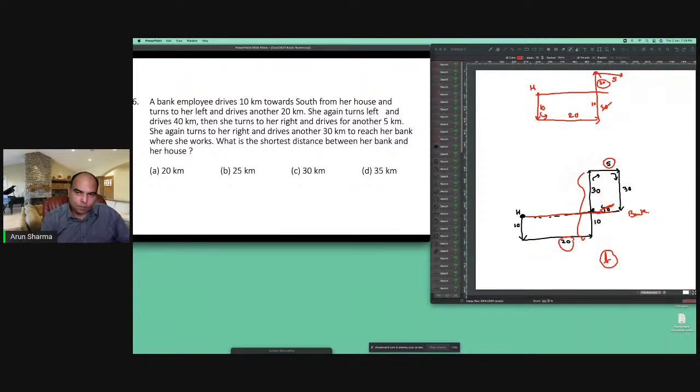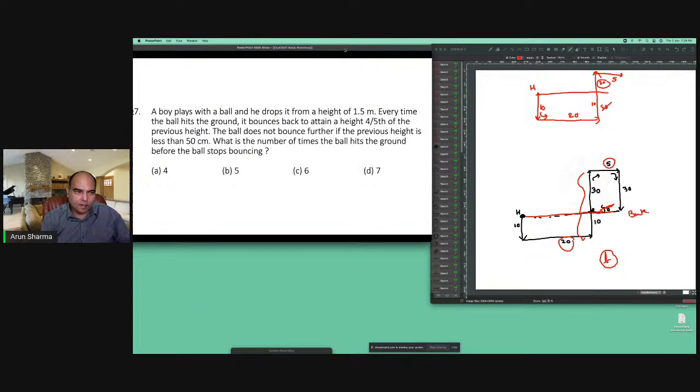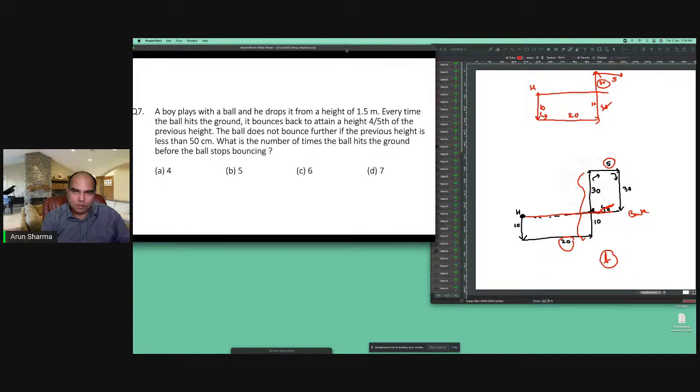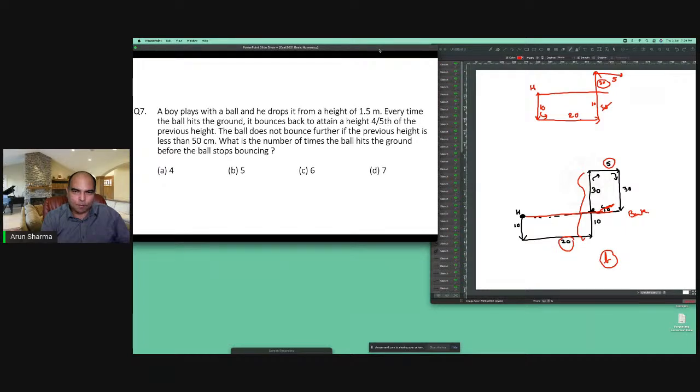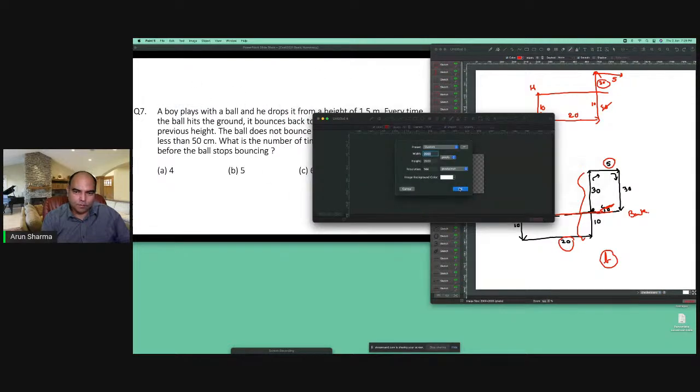Yes, Lokesh, 25 is the right answer. So let's look at the 7th question. This question you've seen in my books also, but this question is slightly different from what my books give you. So there is a little modification in it. Try this.